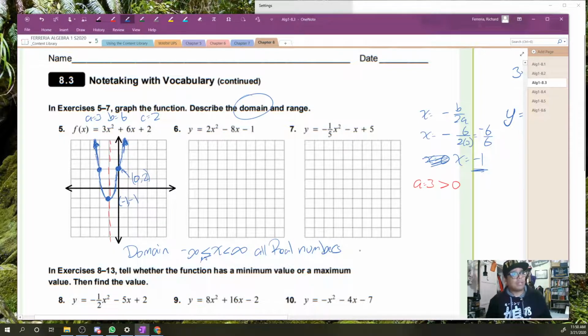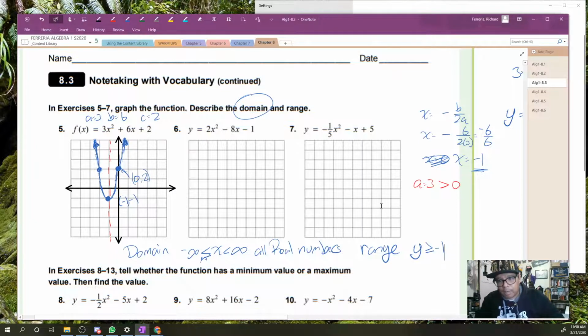How about the range? So that's the y-coordinate. So the lowest y-coordinate, remember we're opening upwards, so our parabola has a lowest point, and our lowest point is negative 1. So our range is the y-coordinates need to be greater than or equal to negative 1. So that's how we're going to describe our domain and range.